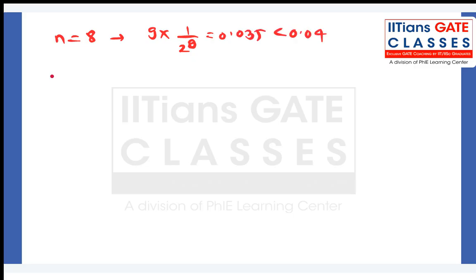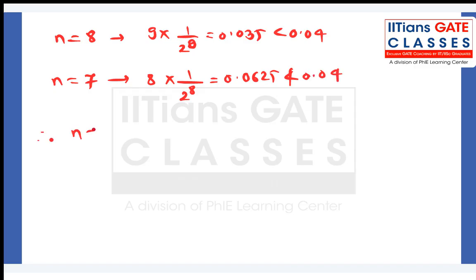But if you take n equal to 9, that becomes 10 into 1 by 2 to the power 9, basically 10 divided by 512. Oh, sorry, no need to check 9 because that will satisfy. 7 you have to check. So this will be 8 into 1 by 2 to the power 7, so 8 by 128. So this is 0.0625, okay, which is not less than 0.04. Okay, so therefore n equal to 8.